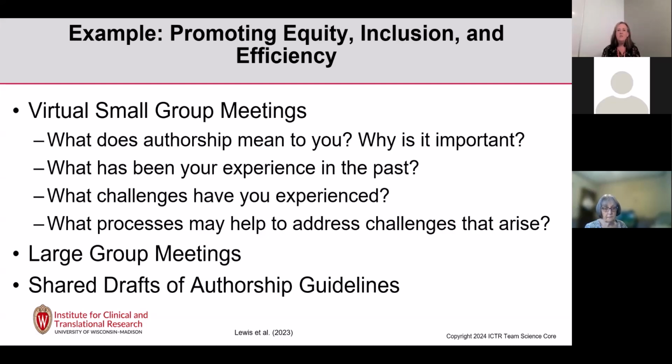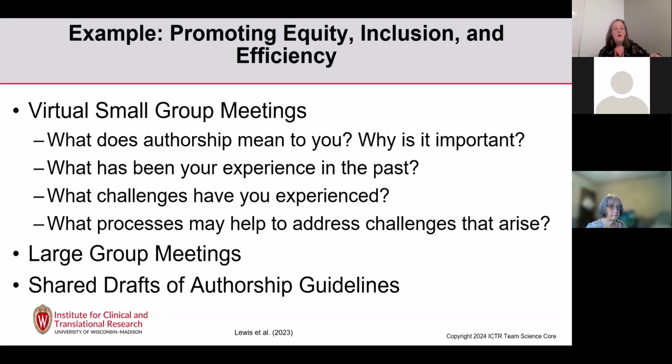So they ask very intentional questions about people's expectations and experiences and their suggestions for how to handle things going forward. They then held large group meetings where they also discussed these different questions. They compiled all of that information and put together shared drafts of what they called their authorship guidelines. So they had the small group meetings, the larger group meetings, and then they shared these drafts for additional feedback.